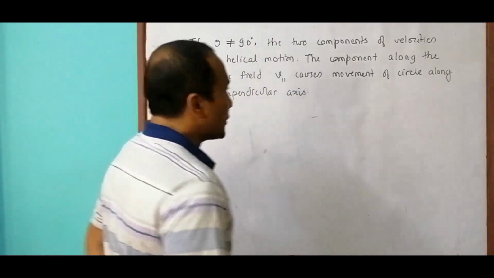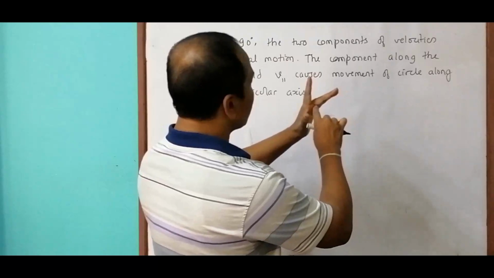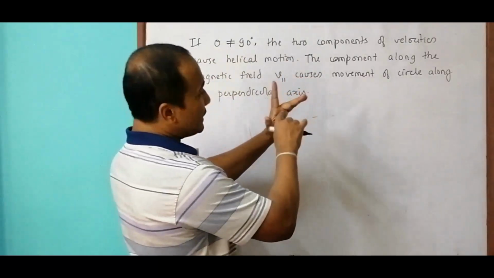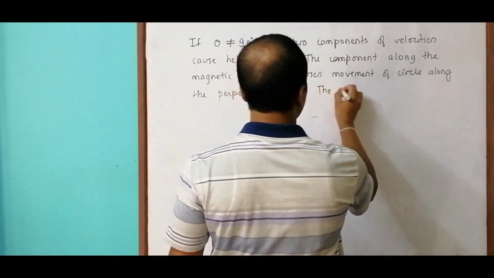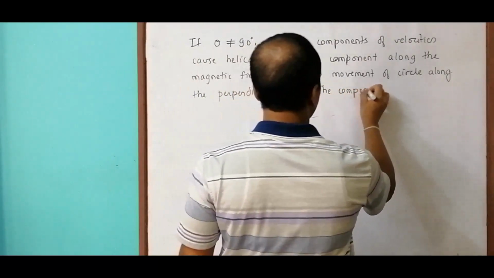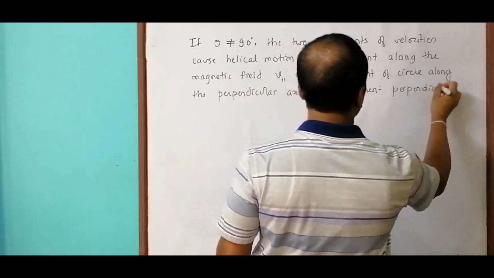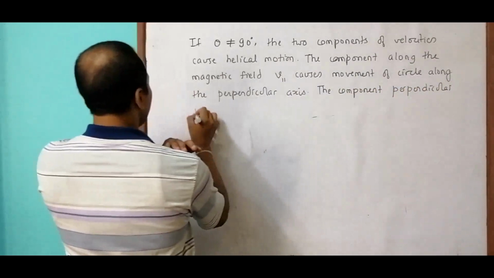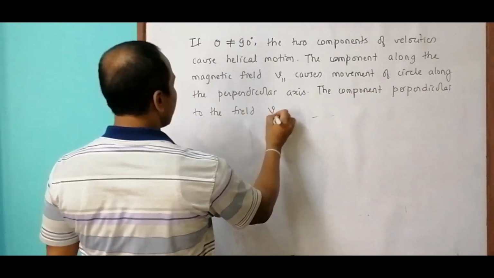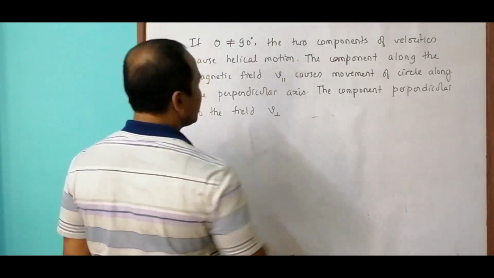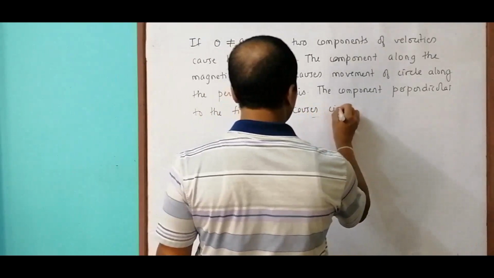And then this component here is the component which is perpendicular to the magnetic field, which we write as V perpendicular. This V perpendicular causes circular motion.